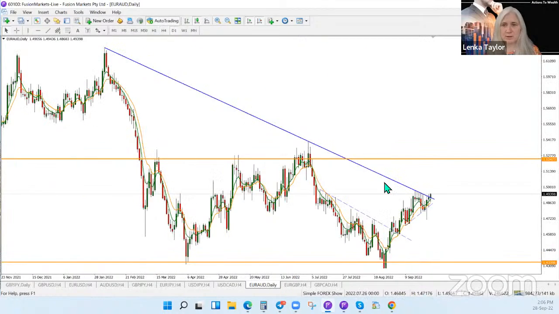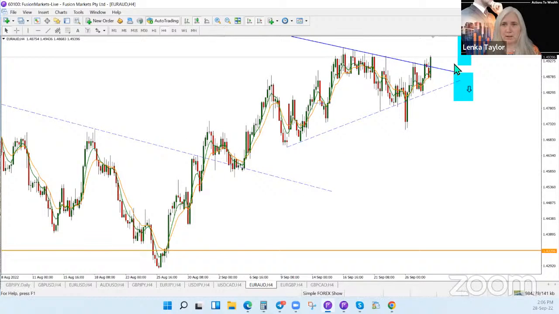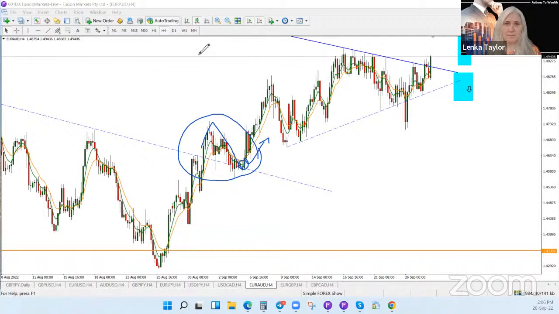Overall, the direction is still short if it rebounds from that line. So I would be looking for short unless the price does a similar thing to here. So the price goes above, comes back, does the retest, and then we will look to go long there.